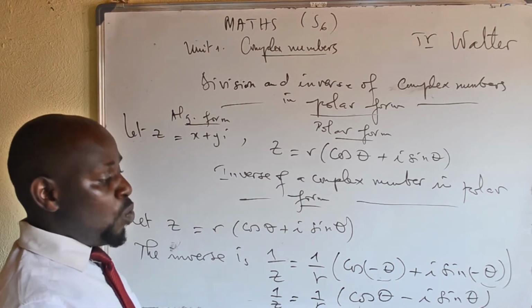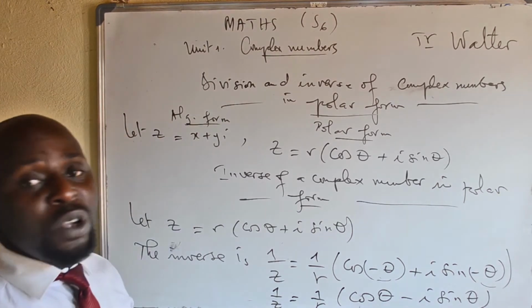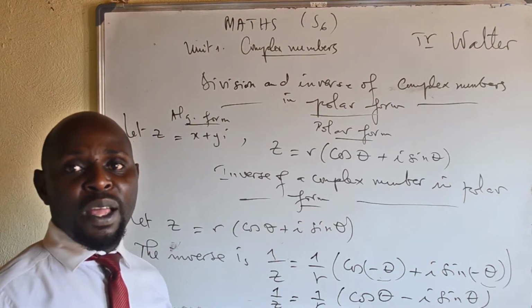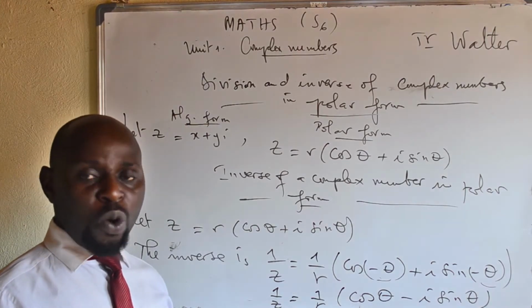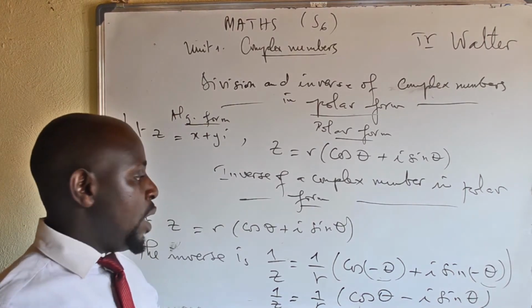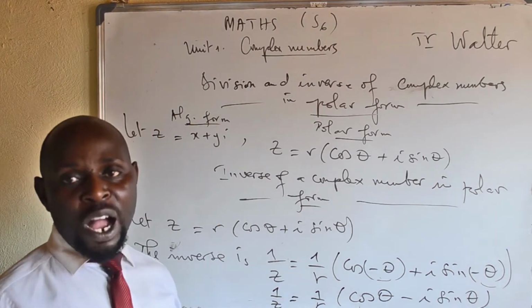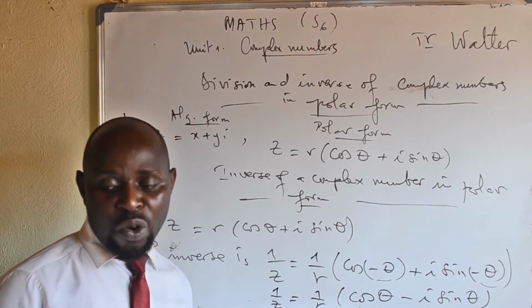Now, with this, we can also see what will happen if we are finding the division or the quotient of two complex numbers in polar form. And that is what we are going to see later on. Let's go on.